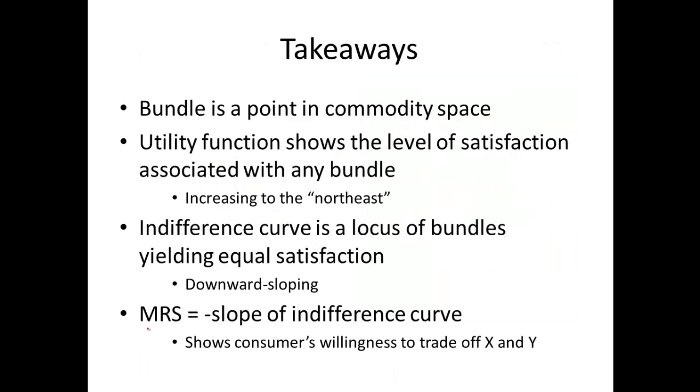All right. We've gotten partway into utility theory, and it's time to take stock and take some takeaways. First point, a bundle, the thing we've called a bundle, is a point in commodity space. And it's just how much of this good, how much of that good the individual has. Second, the utility function shows the level of satisfaction associated with any bundle. And in this commodity space, utility will be increasing to the northeast. That is, as we go that way, more stuff. A third point is that the indifference curve is a locus of bundles yielding equal satisfaction. And if more is better for both goods, then it has to be downward sloping.